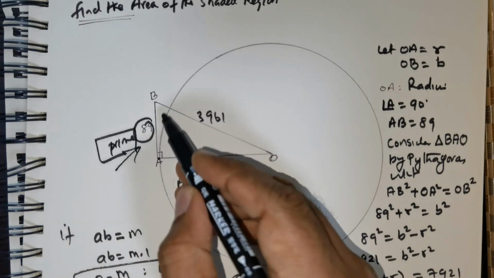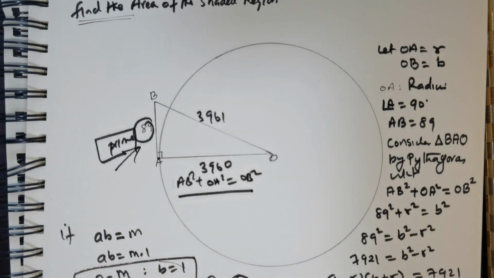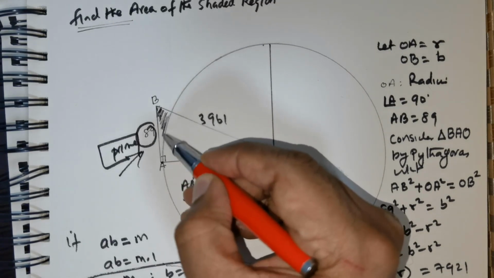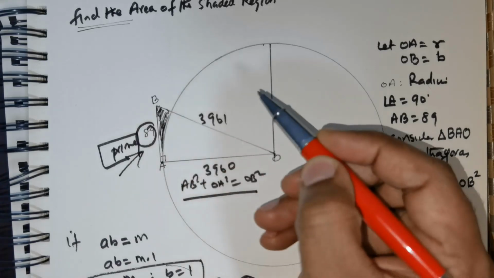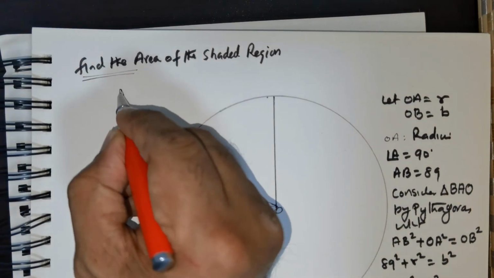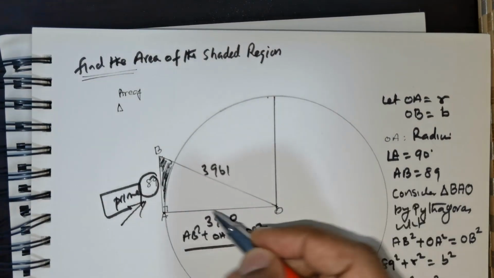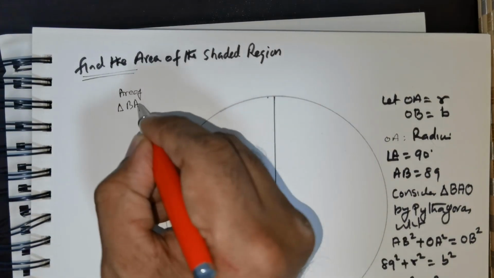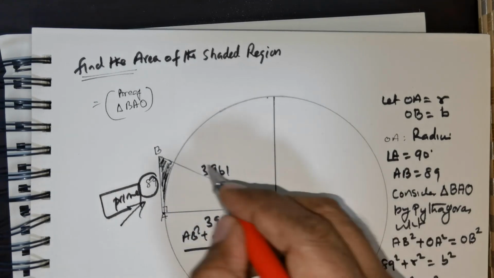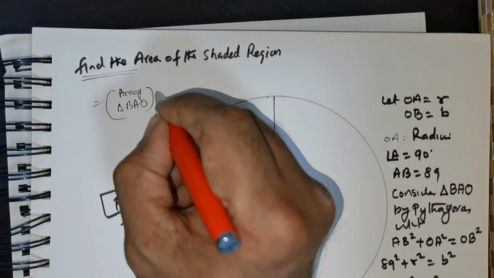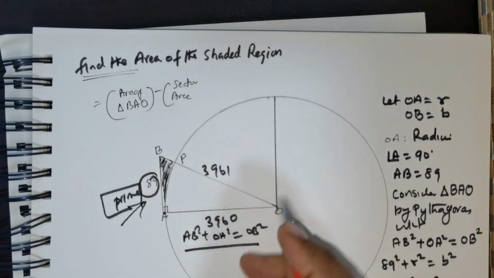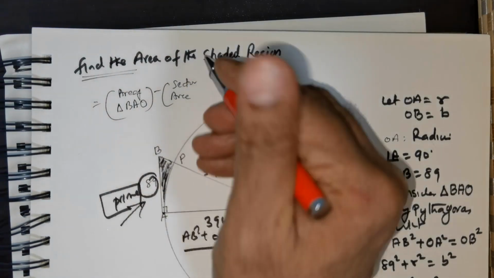The question actually wants us to find the shaded region. So what am I going to do? Now we are actually interested in getting this region, right? So what I wish to do is find the area of the triangle. So get the area of triangle BAO, right? And from that you take away the sector. Maybe I'll place a P here. You take away the sector area. So the sector is OAP.